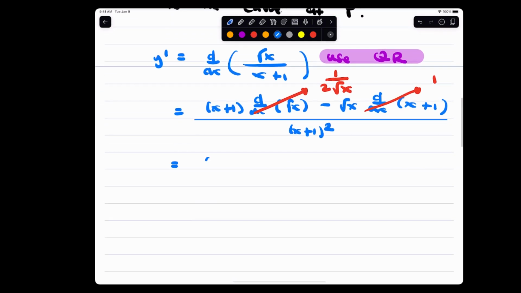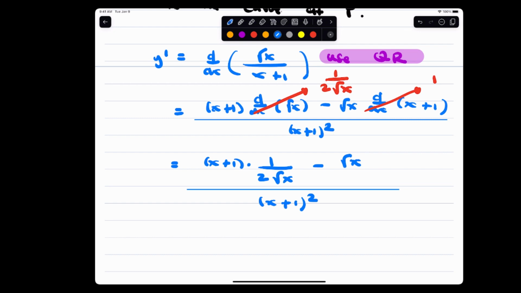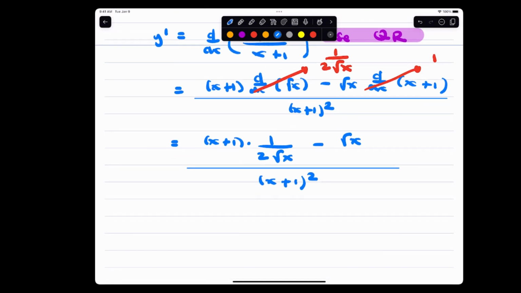So I get x plus 1 times 1 over 2 square root of x, minus just the square root of x, everything over x plus 1 squared. Now, I could do some simplification on this. I can multiply the top by 2 square root of x and the bottom by 2 square root of x.